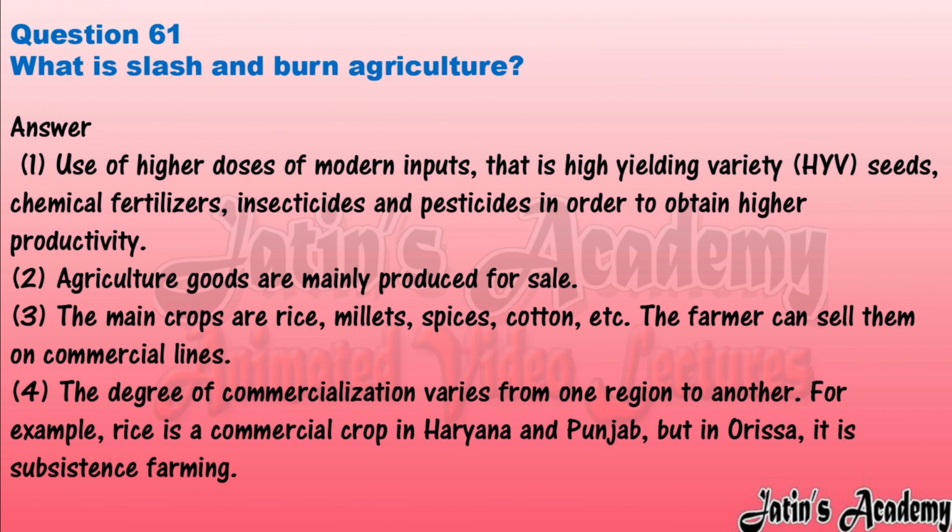3. The main crops are rice, millets, spices, cotton, etc. The farmer can sell them on commercial lines. 4. The degree of commercialization varies from one region to another. For example, rice is a commercial crop in Haryana and Punjab, but in Orissa, it is subsistence farming.